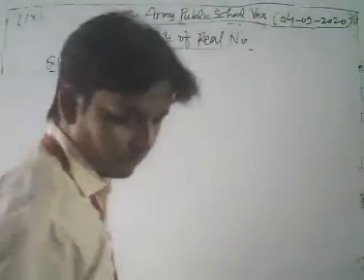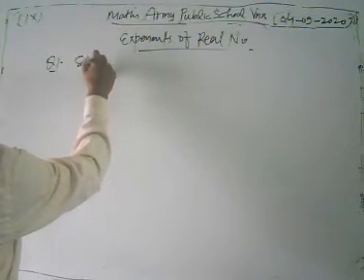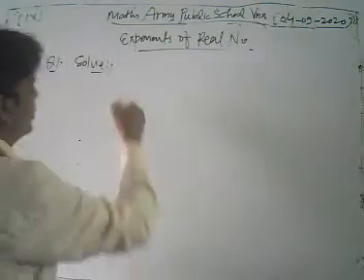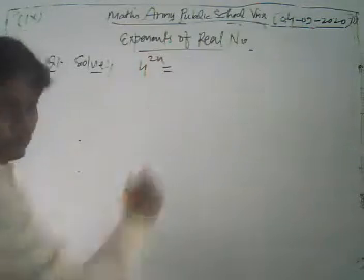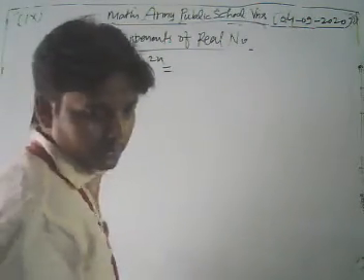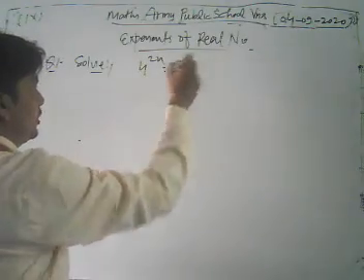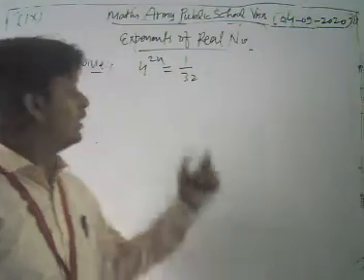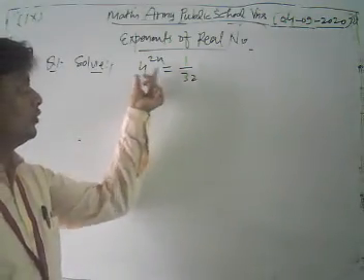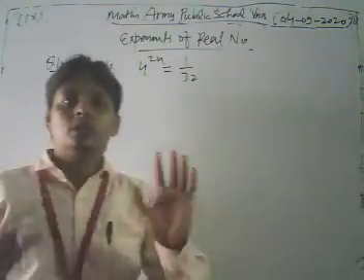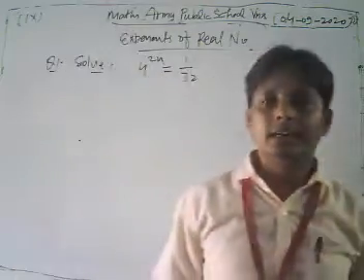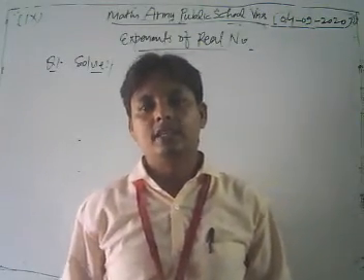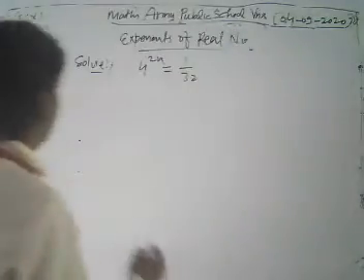Your question is: solve 4 to the power 2x is equal to 1 upon 32. This is the question here, dear student. Solve means, dear student, that we find the value of x. Okay, now let's see its solution.